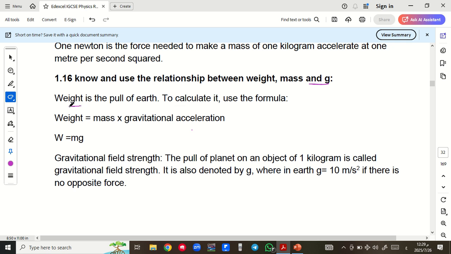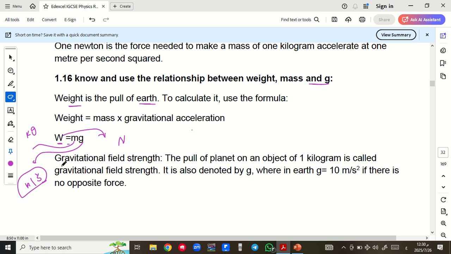Weight is the force that pulls things towards the earth. To calculate it, we use the mathematical relation weight equals mass times g. Weight is measured in Newtons, mass is measured in kilograms, and gravity is measured in meters per second squared. So we have the mathematical relation W equals m times g.